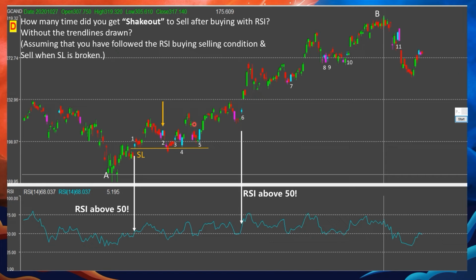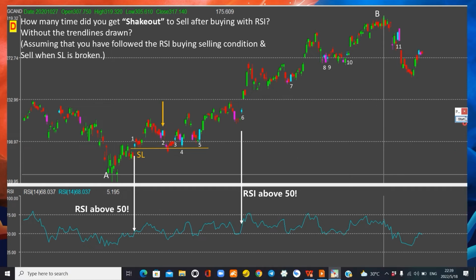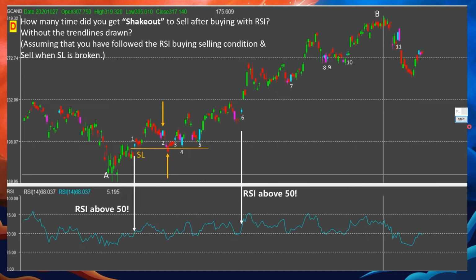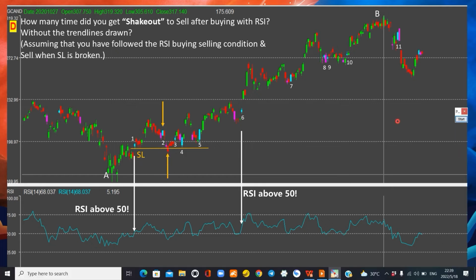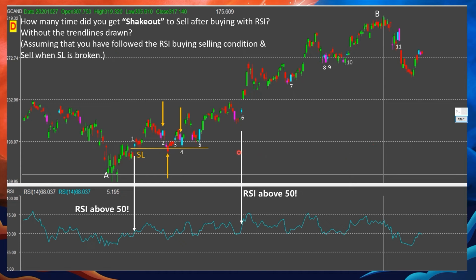There is a potential. Assuming that you have bought based on this one, and remember the stop loss, you get stopped out immediately. So you lose one time. Now, the other one is this. Assuming that you have bought at 1 and your stop loss is here, you get stopped out. So you get stopped out 2 times. And the third time is here.